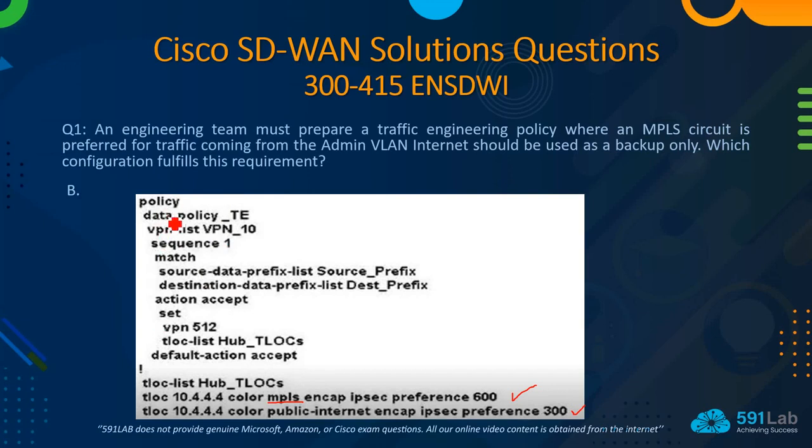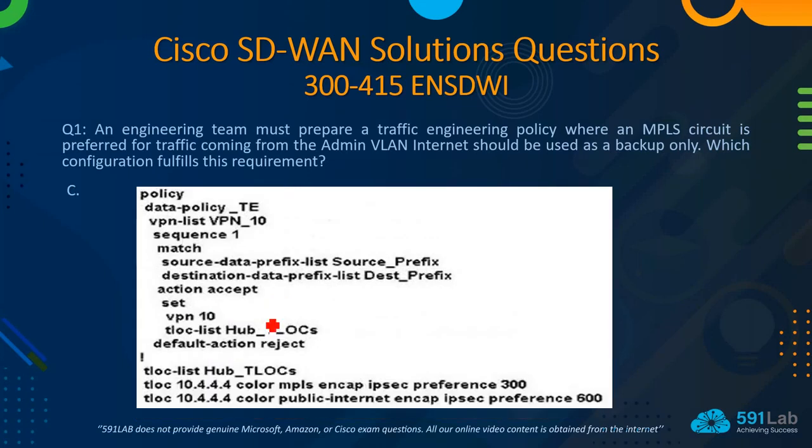At the policy, we have the data policy, VPN list, VPN 10, which is service policy, sequence 1, match source data prefix list with specific source prefix, destination data prefix list with specific destination prefix, and the action to accept, set VPN 512. 512 is management, out of band management VPN, so we cannot use it here. So B also is not the correct answer. Let's move it to C.